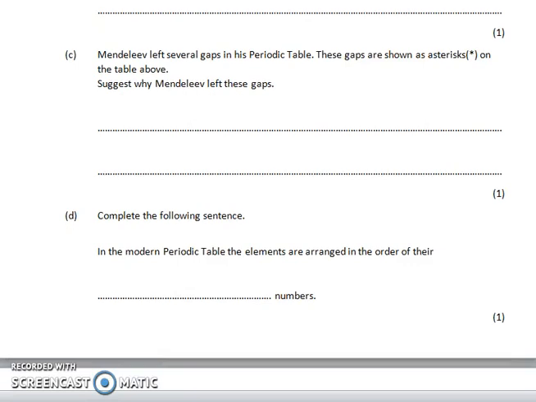For part C, a well answered question usually, why did Mendeleev leave gaps? It was for undiscovered elements, so they could fit his pattern still. It's one of the reasons why we like his periodic table. For part D, they're arranged in atomic number or proton number.